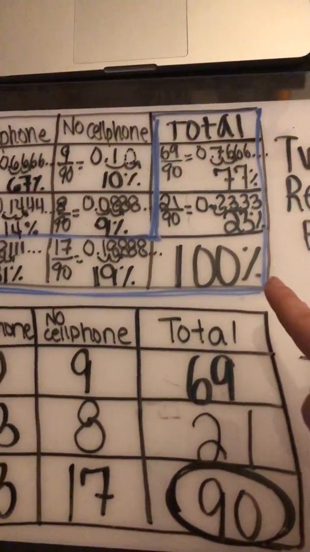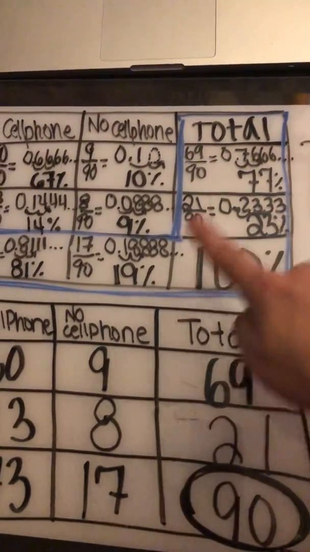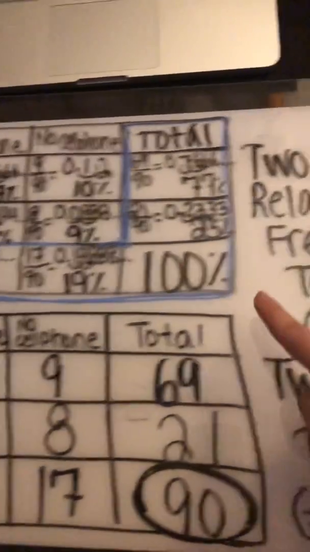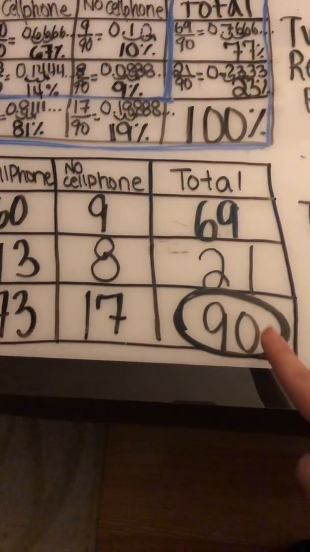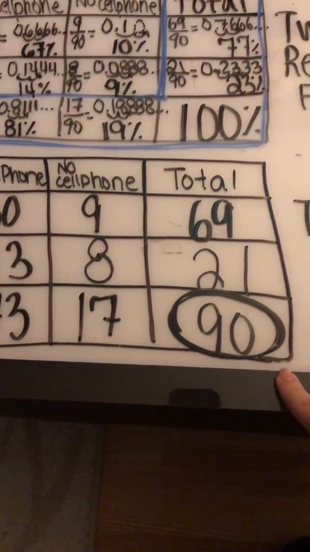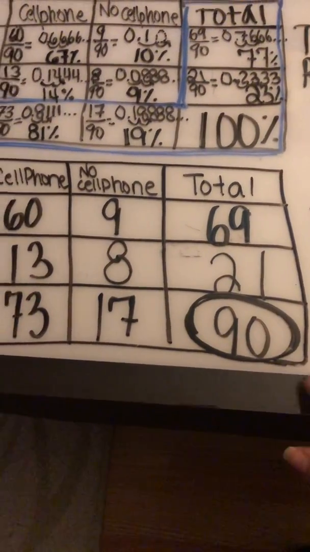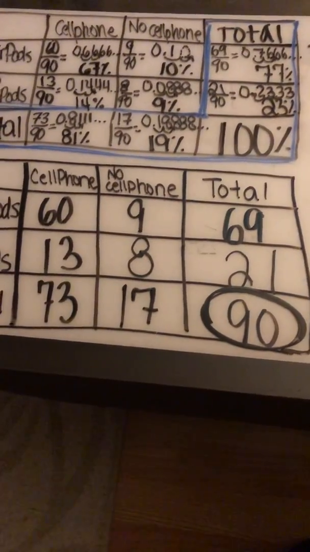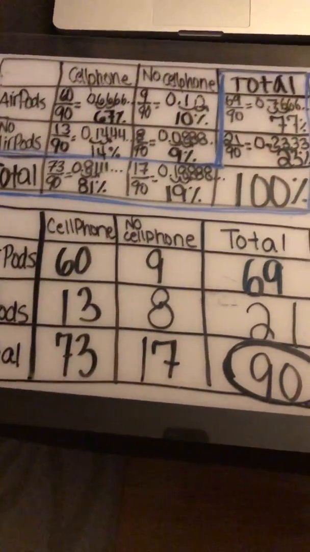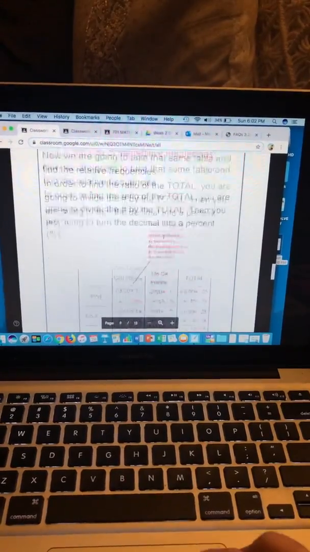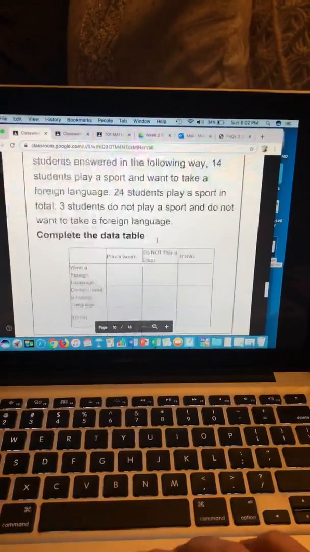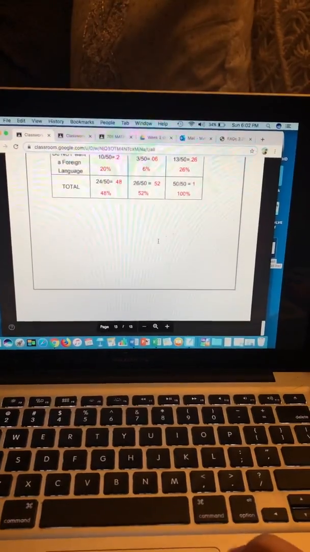And you'll notice that that last section in the bottom right will always equal 100% in a relative frequency table. And in a regular two-way table, that last corner, the bottom right, will always represent the total amount that was surveyed for this particular sample. Okay, so there's different examples that go along with this lesson where you're filling in the data and then you're making them into relative frequencies. That's the one I just did with you. And then there's a few more for you to practice.